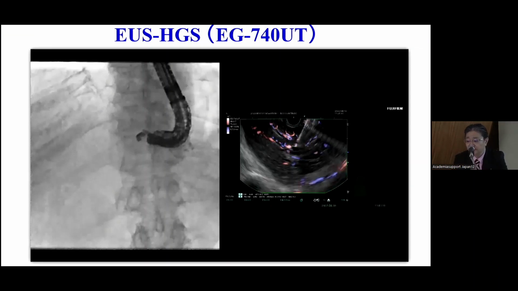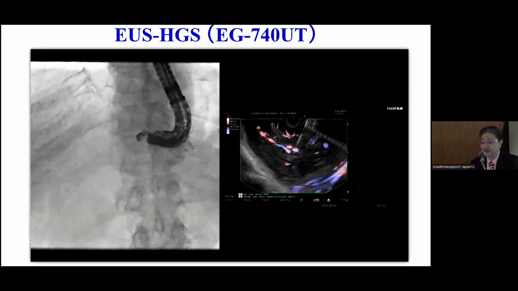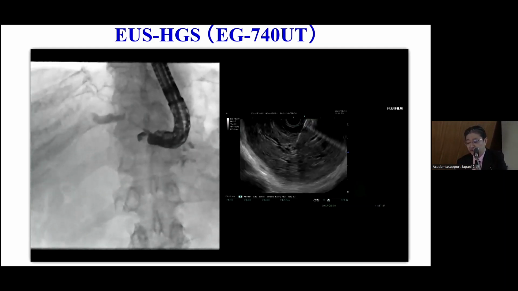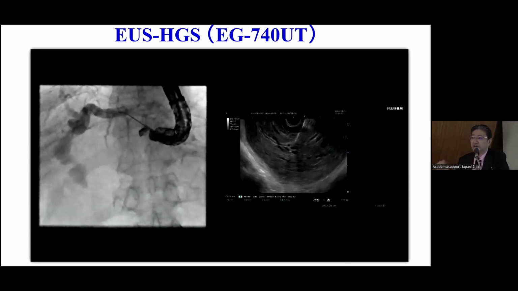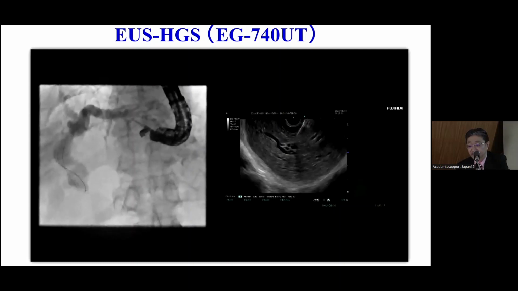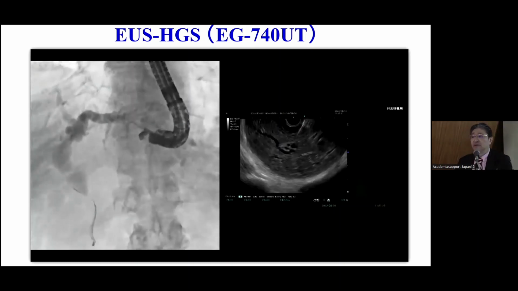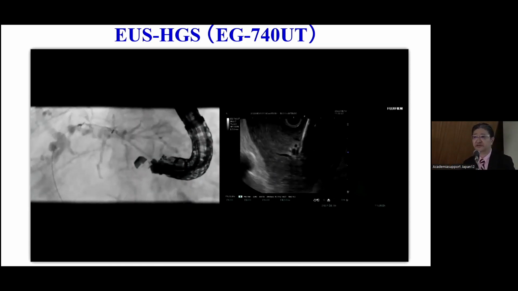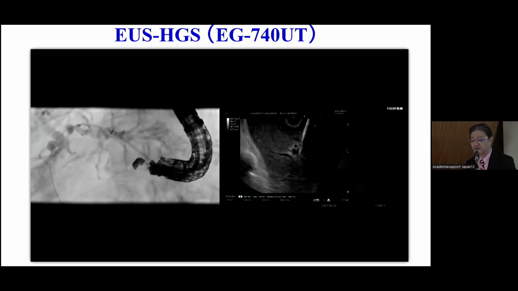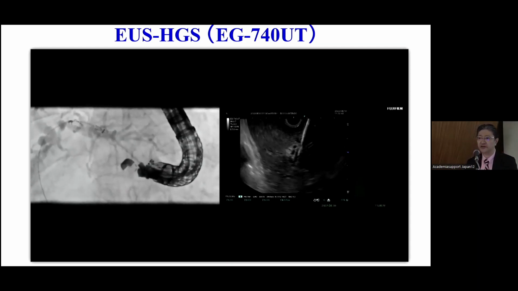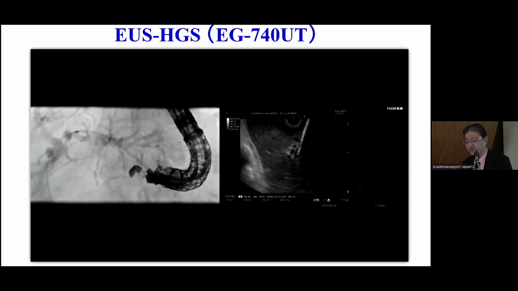This is EUS-HGS, puncturing from the stomach. We puncture the intrahepatic bile duct, inject contrast, insert a guide wire, and dilate the puncture tract. Finally, we place a metal stent. We can access the bile duct after placement of the metal stent or maturation of the puncture tract. So this procedure is a drainage method, but also a simultaneous anastomotic procedure.